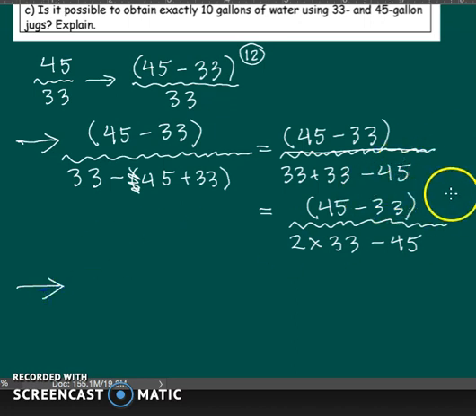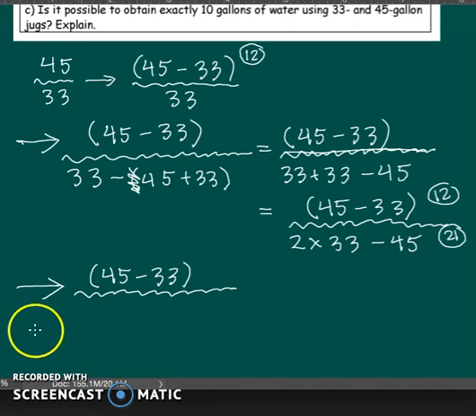And let's make a note that 45 minus 33 is 12. And this comes to 66 minus 45, which is 21. Okay, just so we can see which one's bigger. So I'm going to leave the top as it is, 45 minus 33. And on the bottom, this is getting complicated, I'm going to subtract 12 again. So I'm writing 2 times 33 minus 45 minus 45 minus 33.